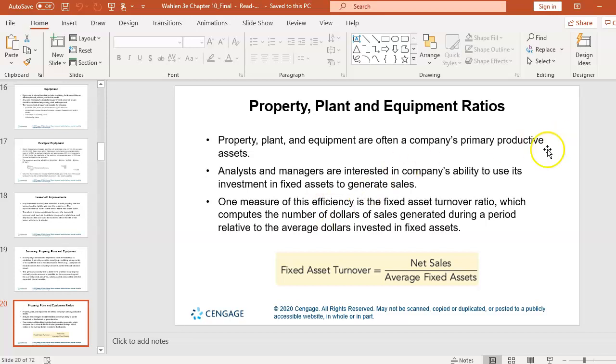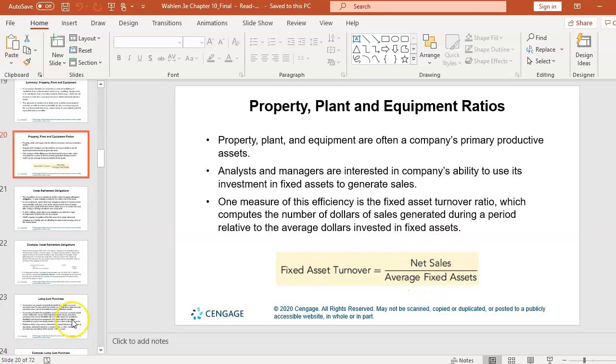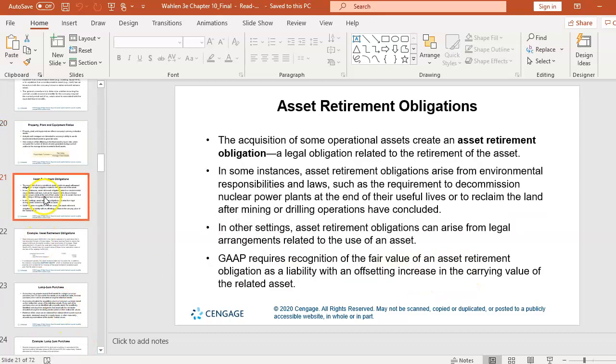So the net fixed asset turnover is just telling me how much in sales I generate with the assets that I have. So how good am I at taking the property, plant, and equipment assets that I have and turning those into sales.